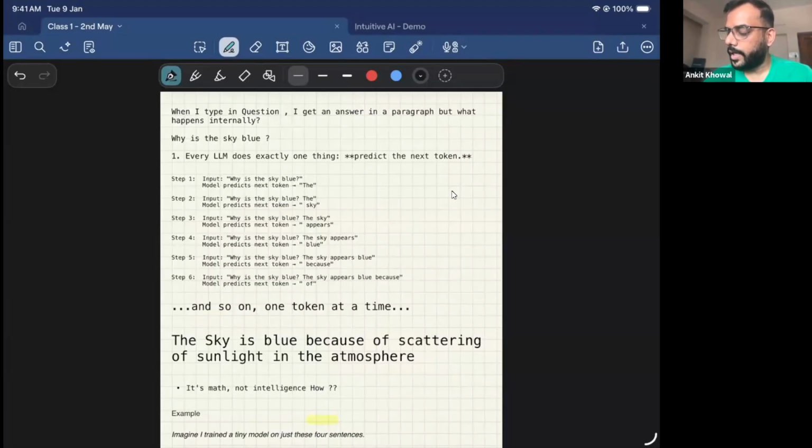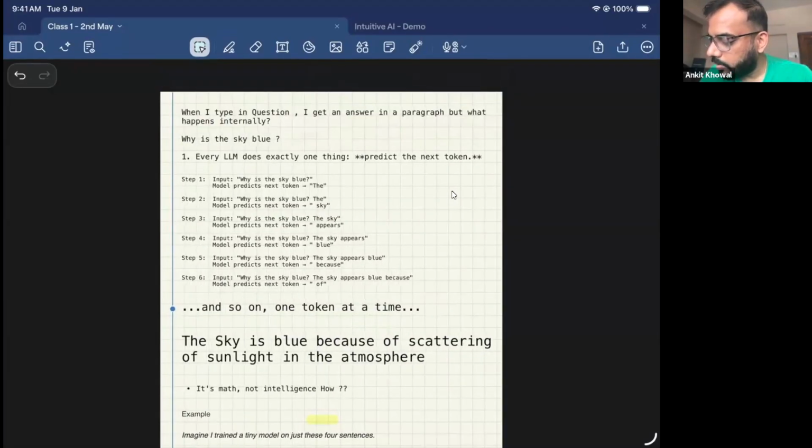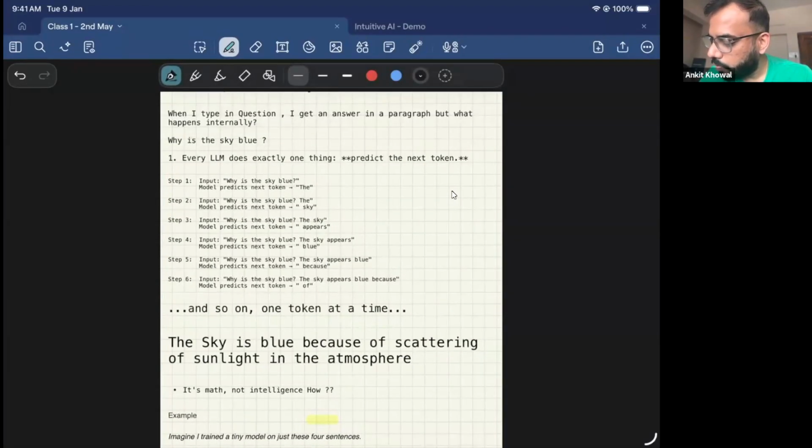So what happens when I go to ChatGPT? When I type in a question, I get an answer in the form of a paragraph. But what happens internally? Let's say you type in a question, why is the sky blue? For the model, it is nothing but a fill in the blank. It will look at it as: why is the sky blue, fill in the blank, which means just come up with the next word which should come after it.